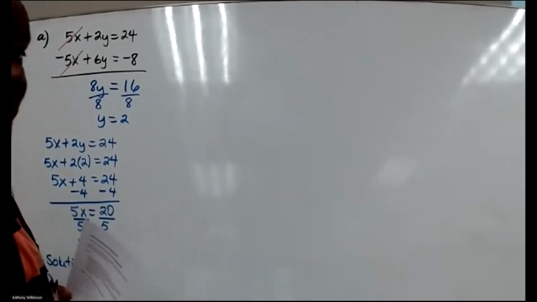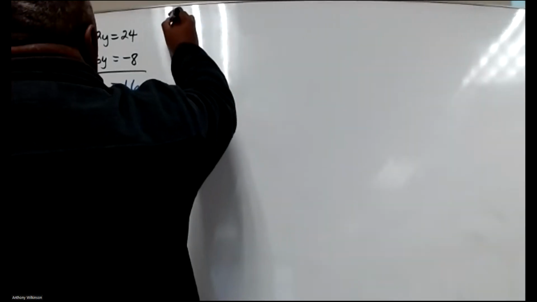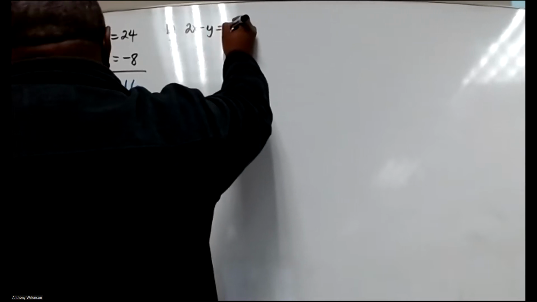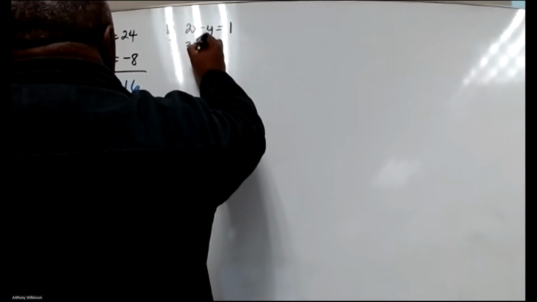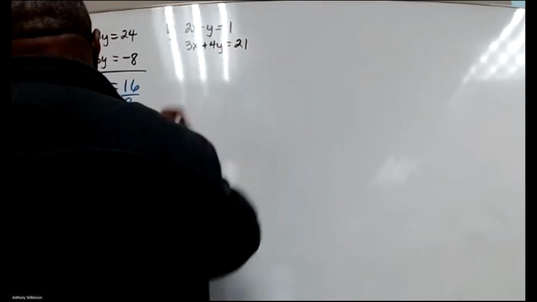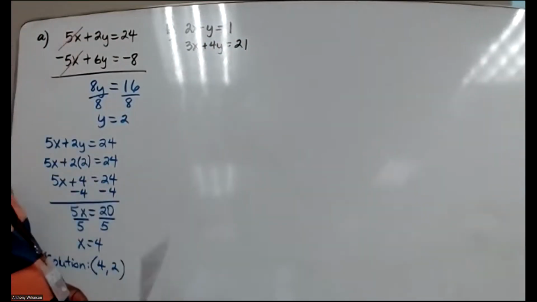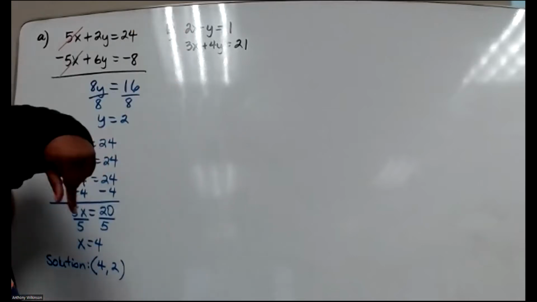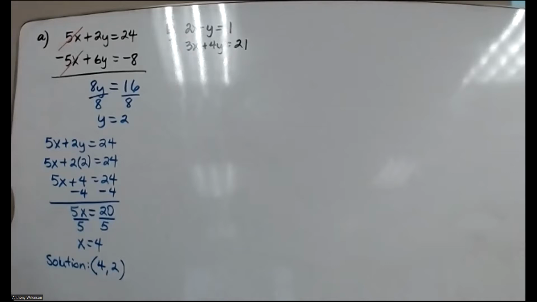Okay, now part B. So we have this 2x minus y equals 1, 3x plus 4y is equal to 21. And here I want to solve this system of equations here. Well, now we got a problem here because we're not going to be able to add these two equations as is in order to eliminate either the x or the y.